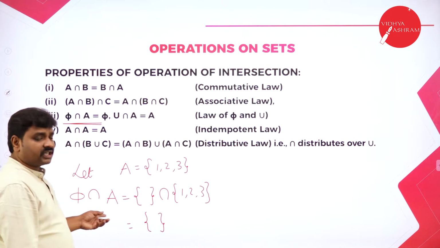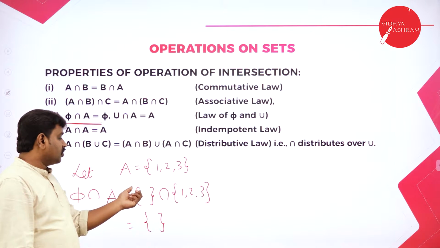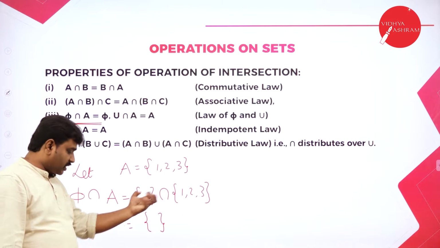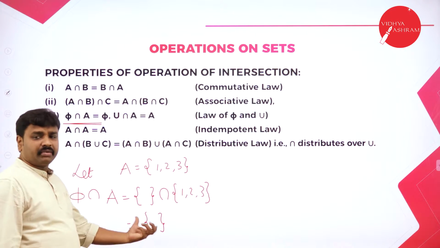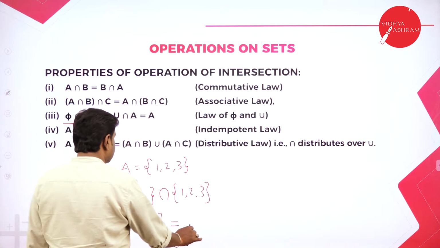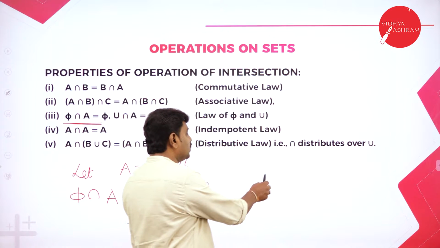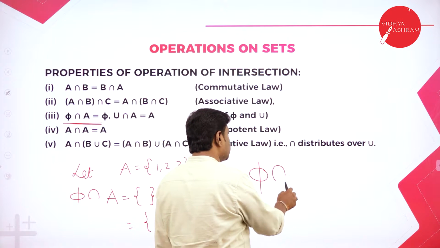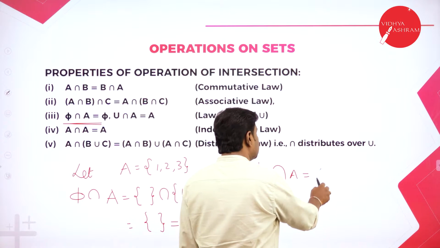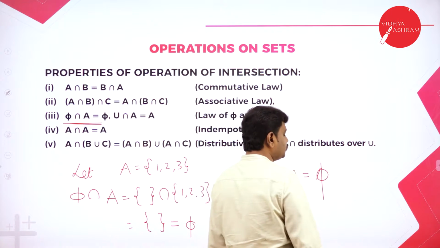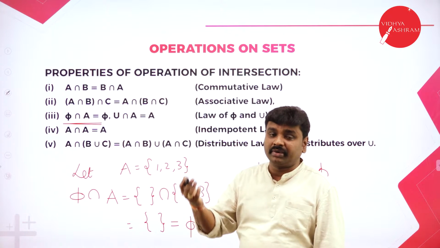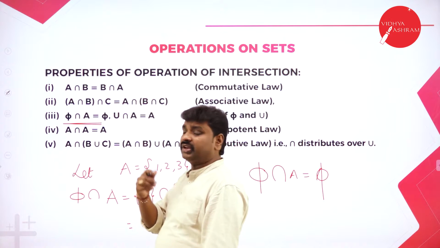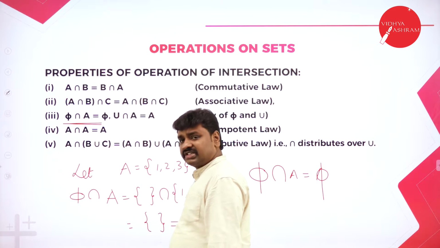So what is intersection? Set of common elements. In both the sets I have to pick common elements. We don't have common elements. When we don't have any common elements, I should leave it empty. Empty means what? Null set again. That's it. So what is the conclusion? Null set intersection A is the same as null set. But if you remember, null set union A gives you A, but null set intersection A gives you null set. Or A intersection null set is also null set.